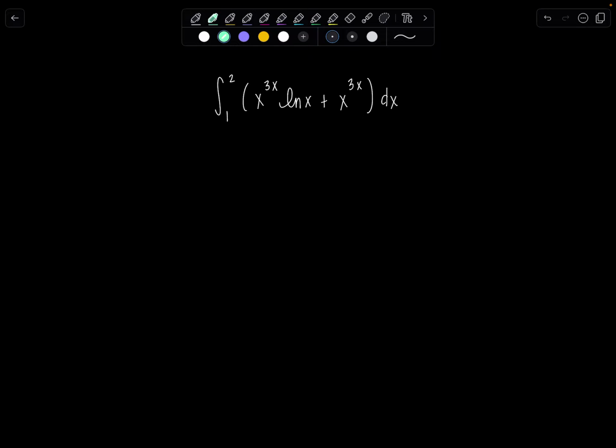And I went to the integration bee that they hold annually at the college where I teach yesterday. So I have several fun new integrals that I'll be solving for you guys in the next coming week or so.